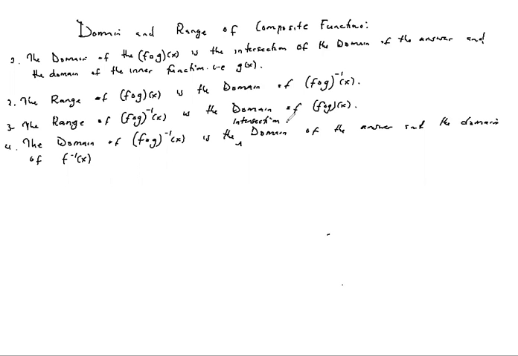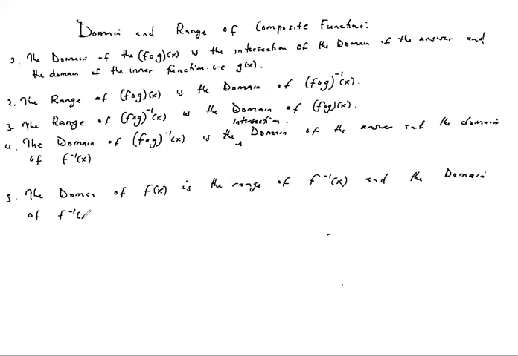So that if you're having normal functions, they ask you for the domain of f of x is the range of f inverse of x, and the domain of f inverse of x is the range of f of x. That's why whenever they ask you to find the range of a function, you find its inverse and then get the domain, because that's the relationship.